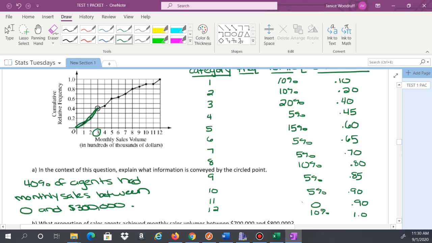You could say, okay, at that point, 20% of sales agents had exactly $300,000 in sales. You could say that. Okay, that would be fine. But again, if you're looking at our test, they're going to be multiple choice. That would be the multiple choice answer. If it were a short answer, you would get credit for that, because you'd have this broken out on the side and I could see your line of thinking. Okay, biggest thing is to see your line of thinking.